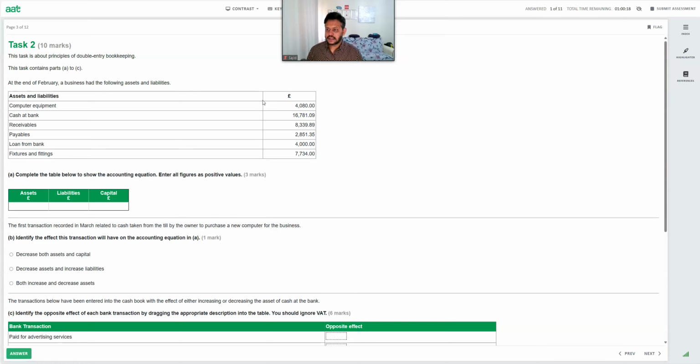Alright, it says at the end of February, a business had the following assets and liabilities. Now, of course, we need to understand the difference between assets and liabilities, because an asset is something the business has with the intention to use it for the business, but not to sell it.